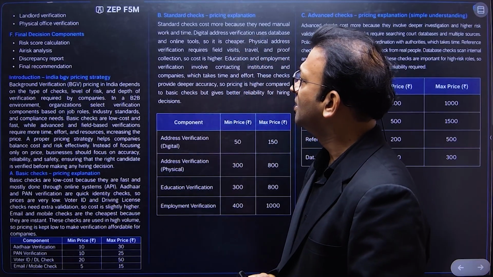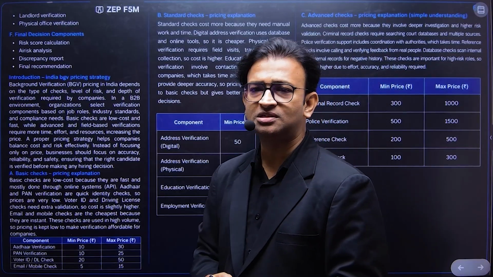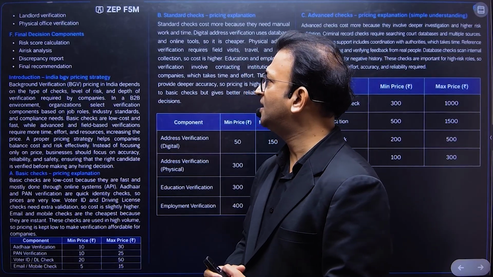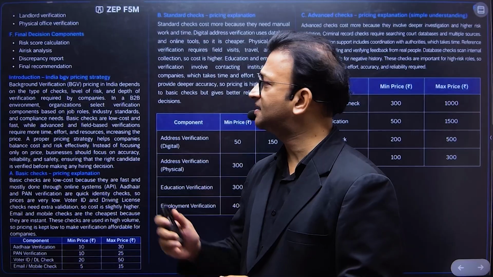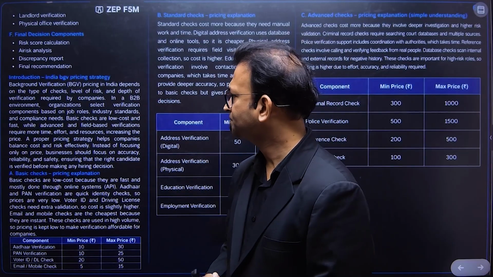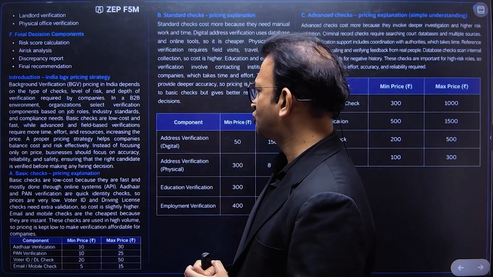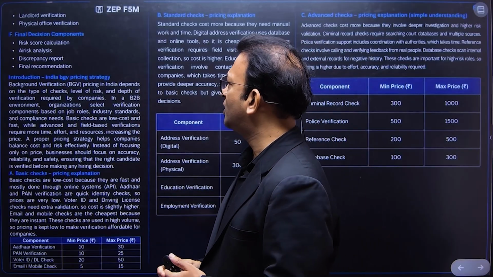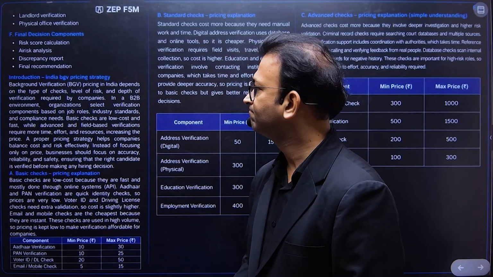And finally, final decision components include risk score calculation, AI risk analysis, discrepancy report, and final recommendation. Now, introduction, India BGV pricing strategy.